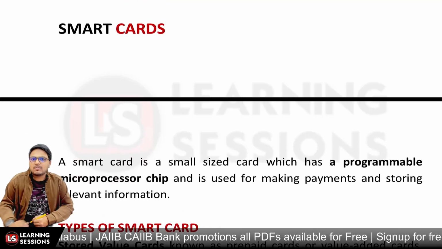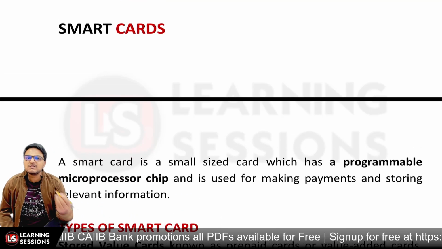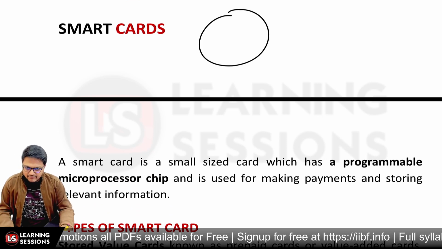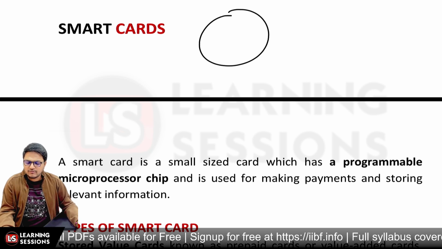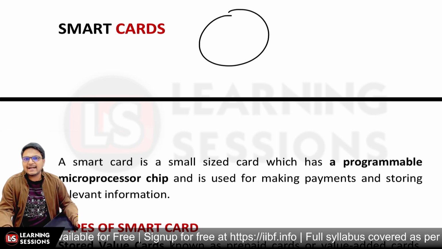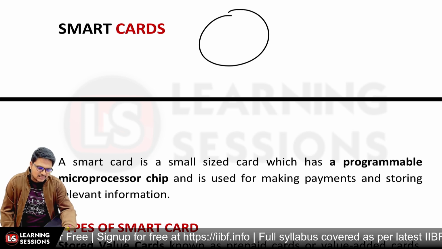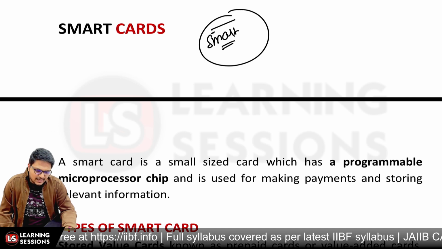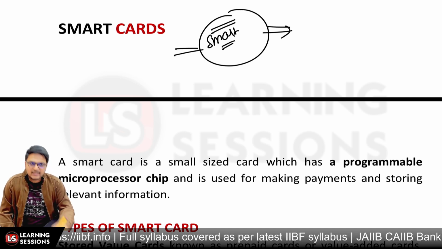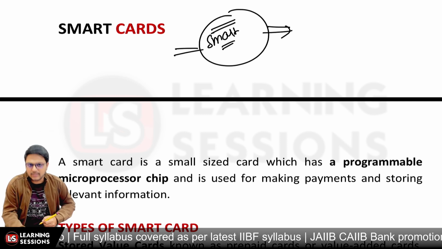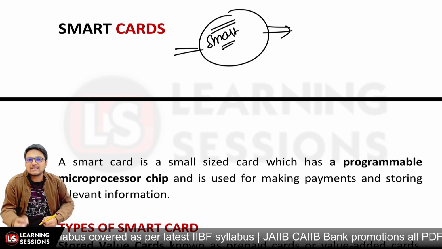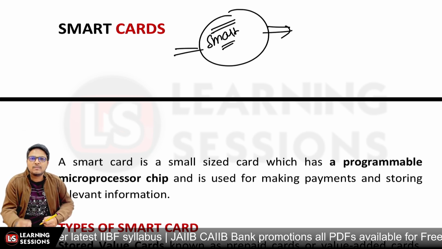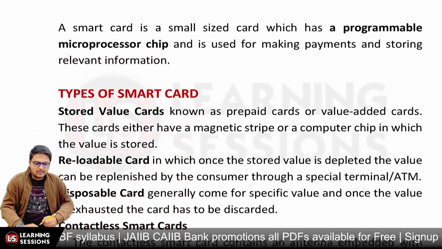After that, it's related to smart card. Now, what do you mean by smart? Smart means which can think on its own, which has a processor of its own, which has a memory of its own. That's related to a smart card. When I'm saying it's a smart card, it means it has a smart microprocessor which can do some functions of its own, right? So a smart card is a small sized card which has a programmable microprocessor chip which can be used for making payments and for storing relevant information, right?